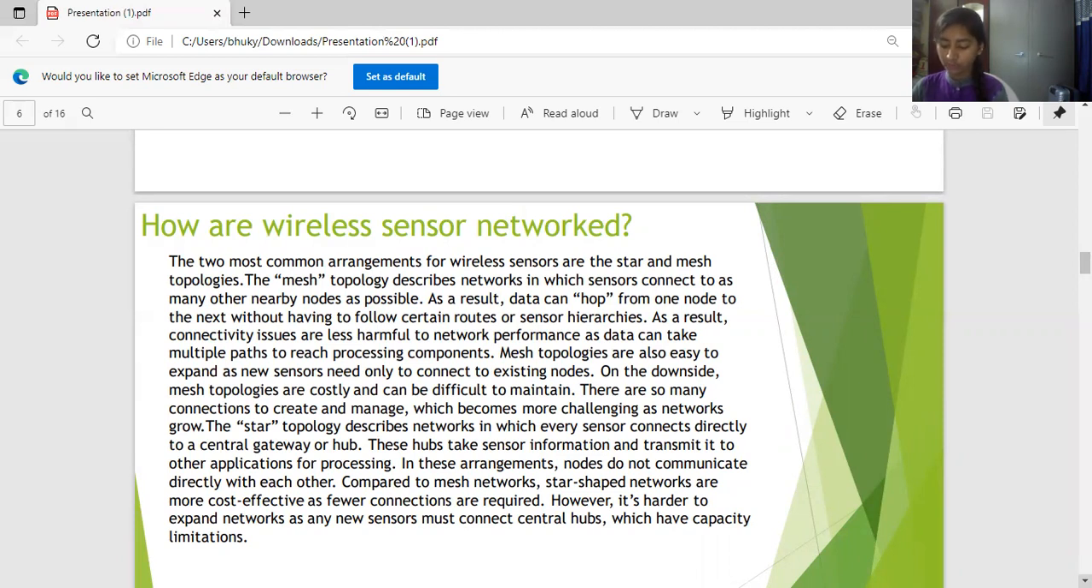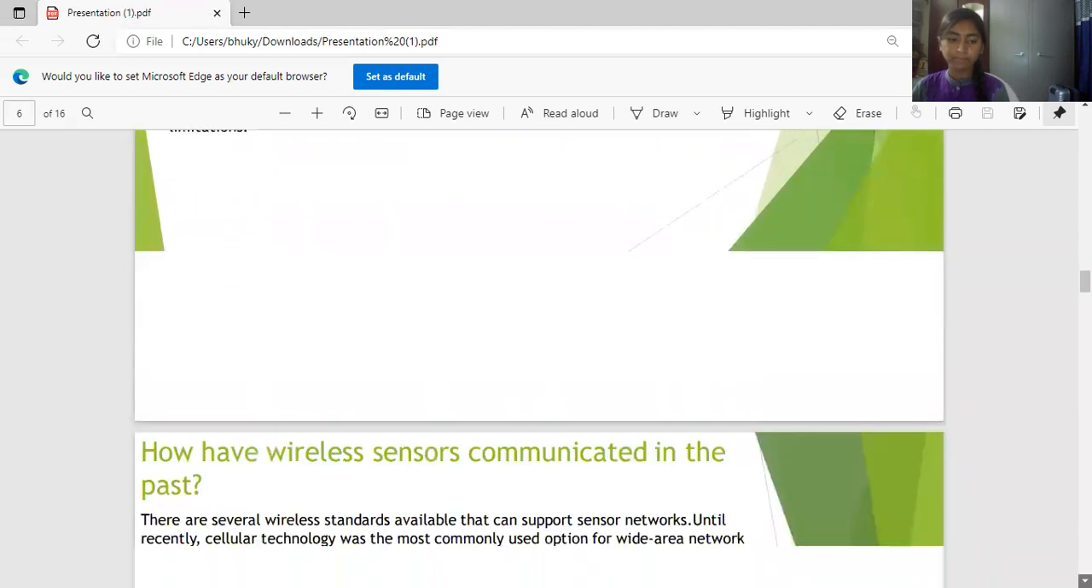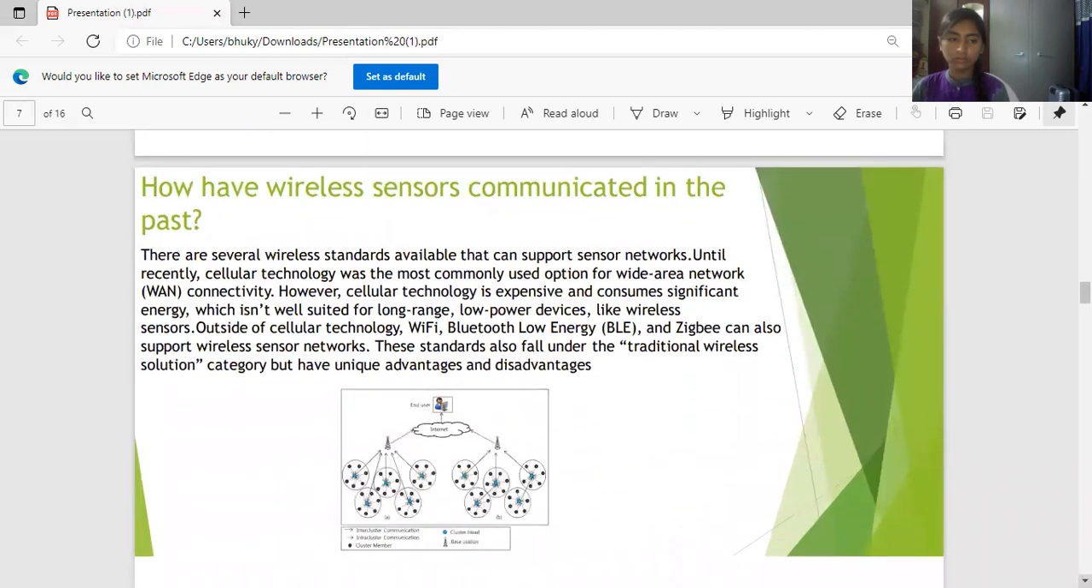Compared to mesh networks, star-shaped networks are more cost effective as fewer connections are required. However, it's hard to expand these networks, as any new sensors must connect to central hubs, which have limited capacity. Now, let's see how wireless sensors communicated in the past.